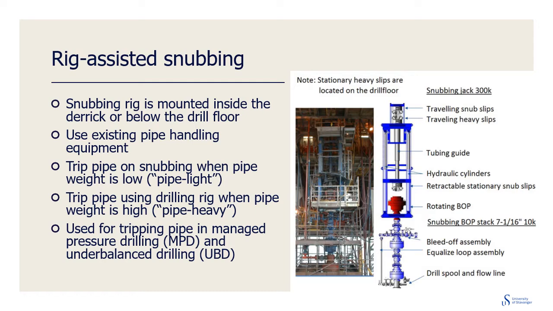In rig-assisted snubbing, a snubbing jack is used together with a drilling rig. Shown in the picture is underbalanced drilling in the southern North Sea in the UK sector. The snubbing crew is in charge of tripping while pipe light, while the drilling crew operates while pipe heavy and while drilling. There is a dedicated snubbing blowout preventer stack that is located above the drilling BOPs. For the depicted offshore UBD operation, both the snubbing jack and the snubbing BOPs are located below the cantilever deck on the jack-up drilling rig.